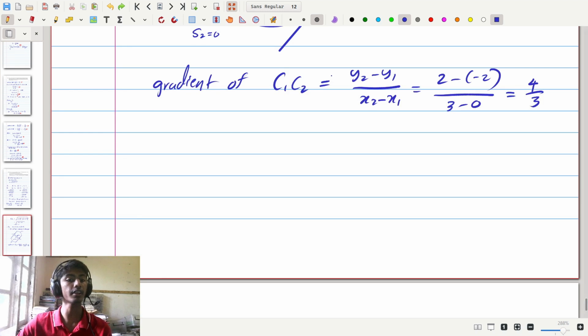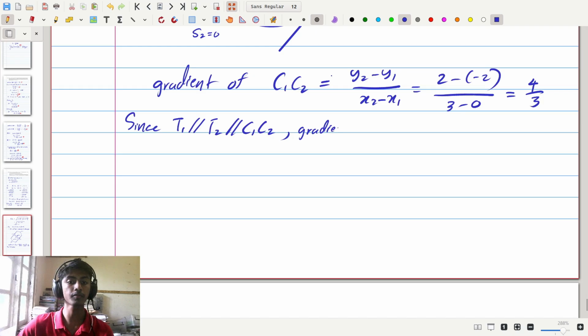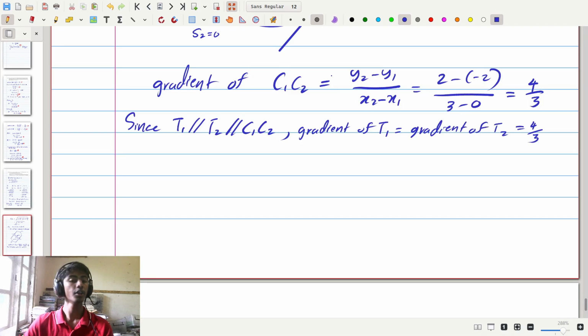So we can say since T1 is parallel to T2, which is also parallel to C1, C2, the gradient of T1 must be equal to the gradient of T2, which is also equal to 4 over 3. So with that, we know the gradients of T1 and T2.